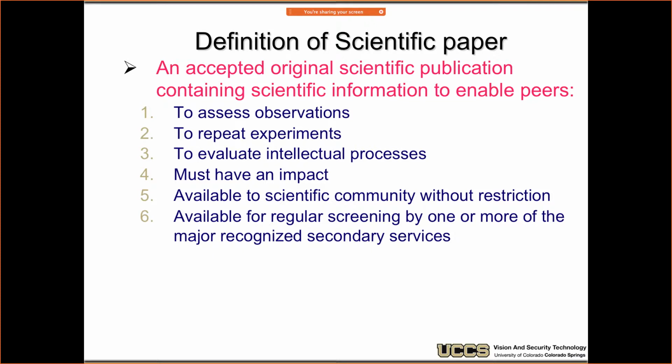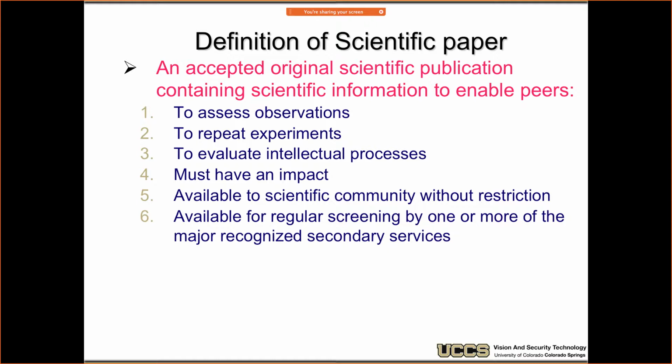And regularly available for regular screening by one or more of the major recognized secondary services. This last one to me is also important. A good scientific paper is one that is indexed, so that Google Scholar, Scopus, Web of Science, other people index it and know where it is, because without that, people can't find it. Right? So it might be there, it might be published, and this was actually a problem for a while. Theses were not indexed. Google Scholar now crawls ProQuest, which is the largest publisher of PhD theses, and so they're now getting indexed. Web of Science and Scopus still completely ignore theses, even though they are really scientific publications, but at least a few people are trying to make them out there.